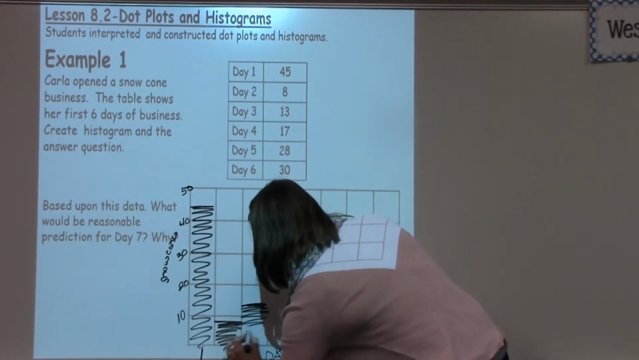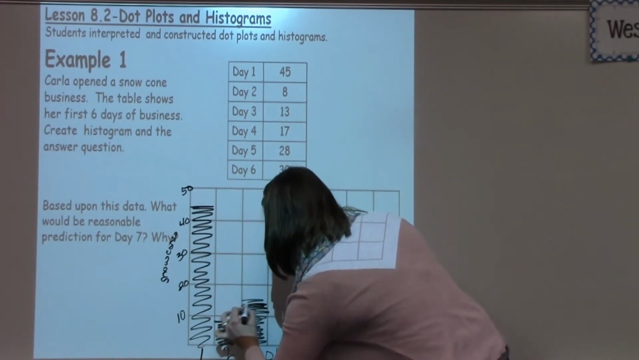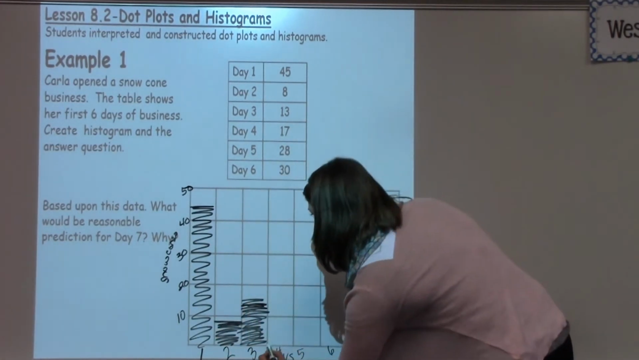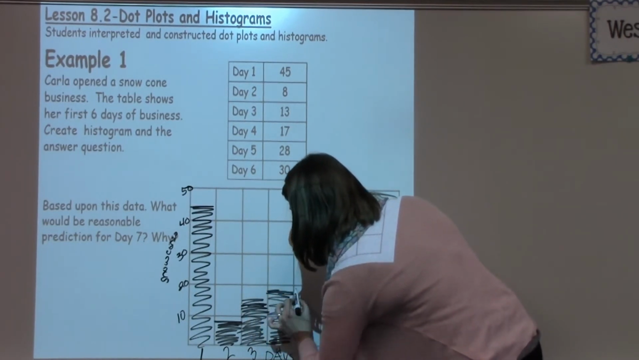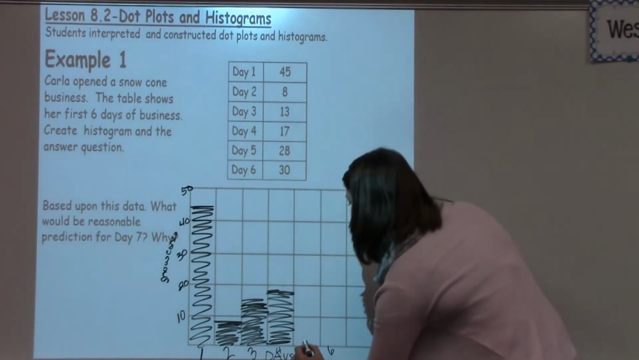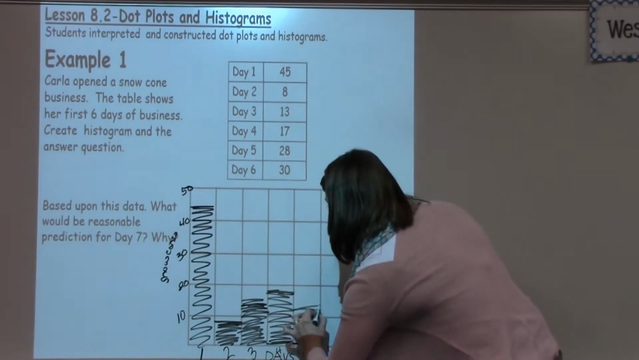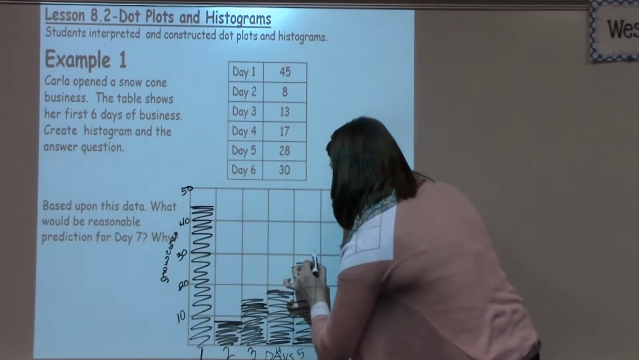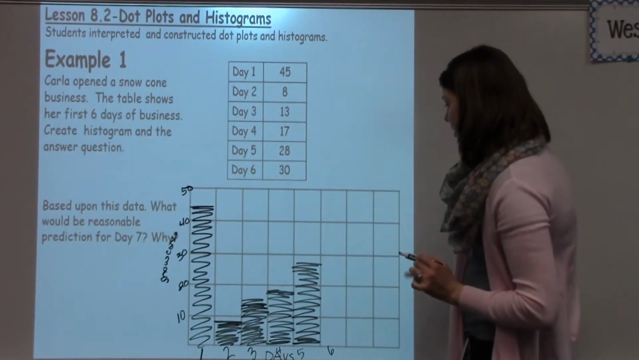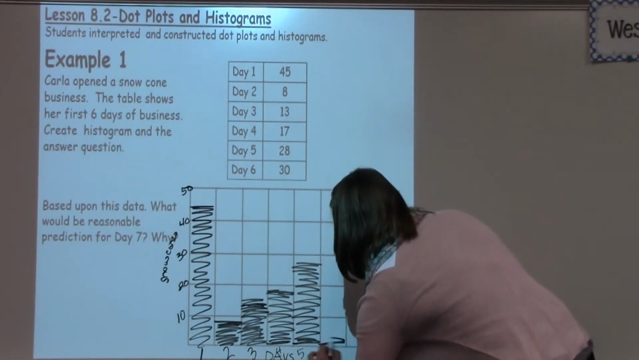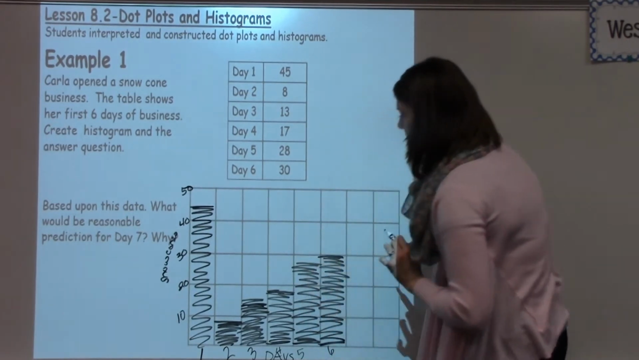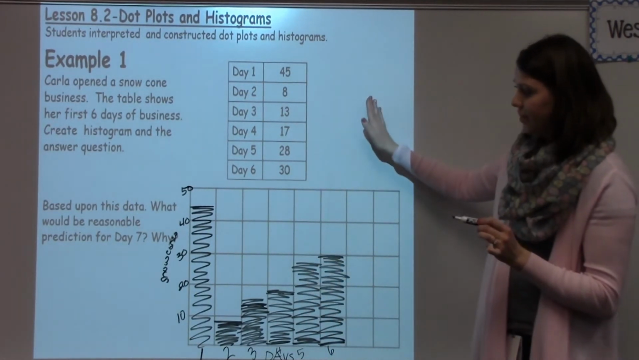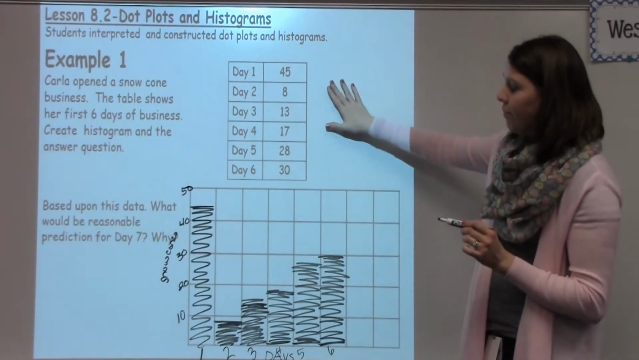And then I've got 17. I'm going to put close to the top with our 20. Then I've got 28. Go ahead and graph almost up to the 30, but not quite. And then day 6 is going to be 30. I'm going to graph all the way up to the 30. Alright, so then I've made my histogram based upon the information that I have from my table.